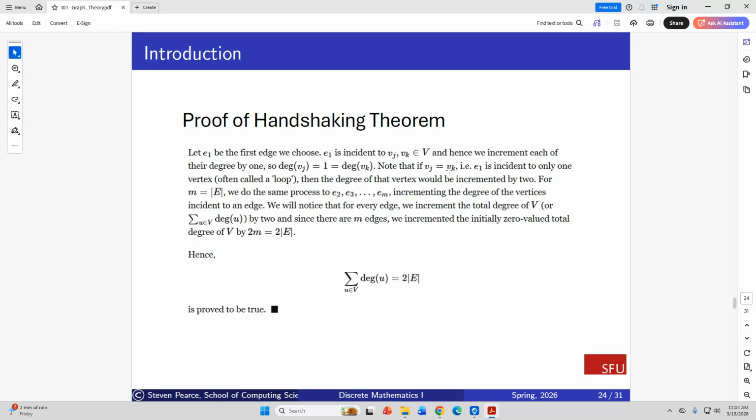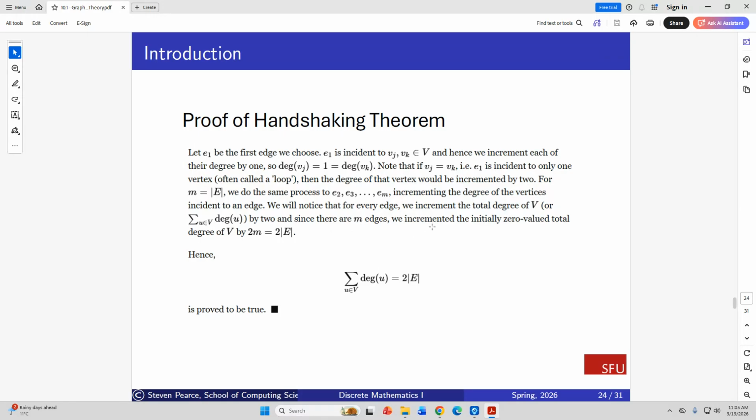Note that if vj equals vk, then that's a loop. Not only can you have an edge, but you can have a loop. Here's the node. Then the degree of that vertex should be incremented by 2. For m, which is equal to the cardinality of E, we do the same process: edge 2, edge 3, all the way to edge m, incrementing the degree of the vertices incident to an edge. So we will notice that for every edge, we increment the total degree of the vertex set by 2.